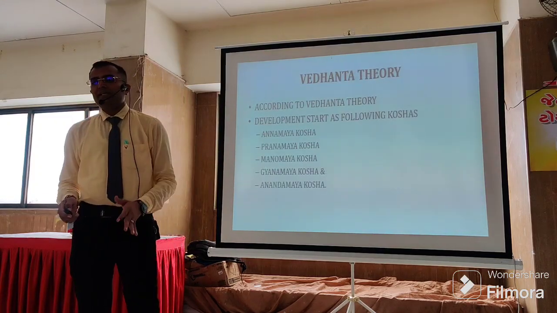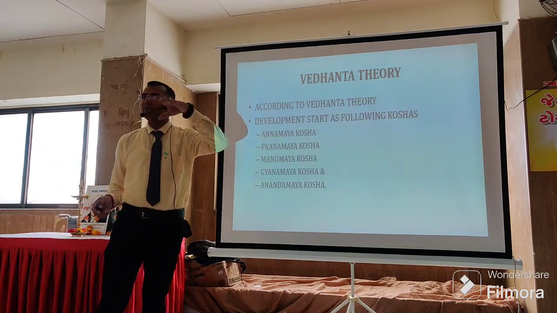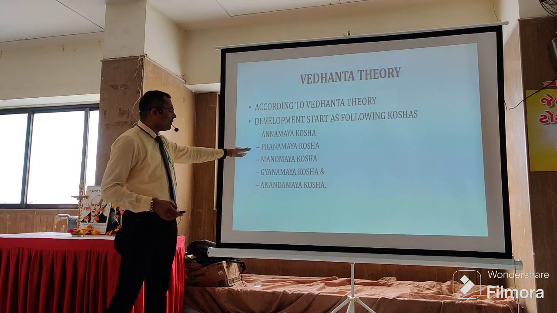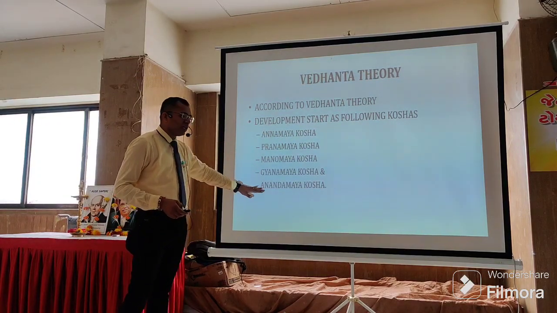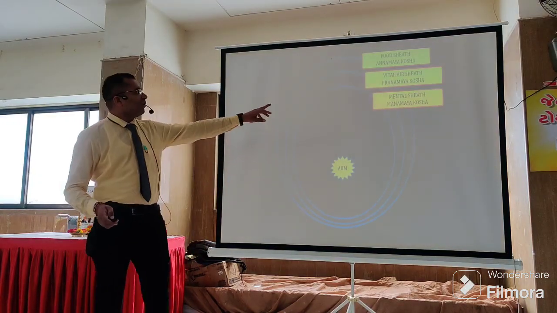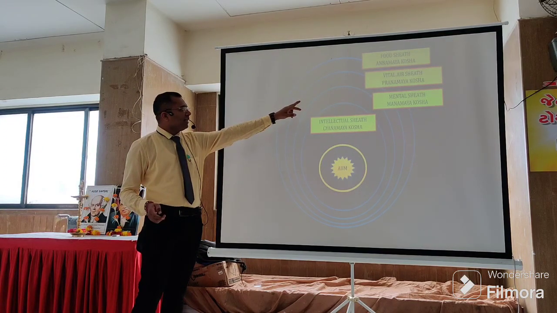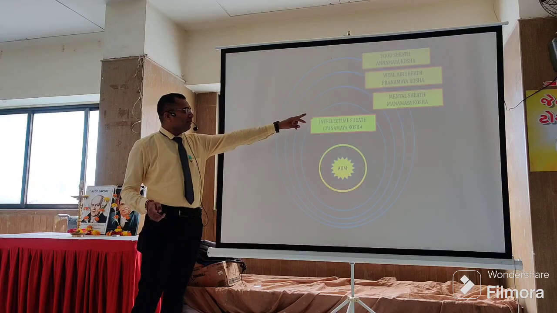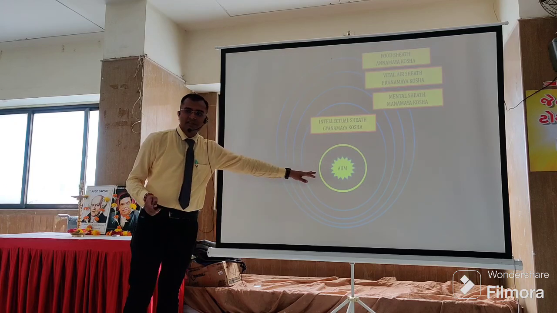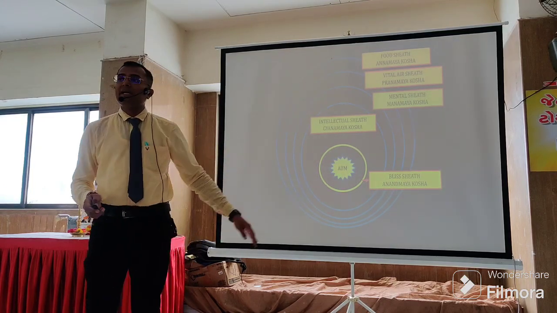So Vedanta theory tells us that this development follows the 5 koshas. Human being is made up of the 5 koshas: Annamaya kosha, Pranamaya kosha, Manamaya kosha, Jnanamaya kosha, and Anandamaya kosha. Let me explain. The outer sheath is called the food sheath or Annamaya kosha. The inner sheath is the vital air sheath, the Pranamaya kosha. Then the mental sheath is Manamaya kosha. The intellectual sheath is Jnanamaya, and the core sheath is called Anandamaya kosha.